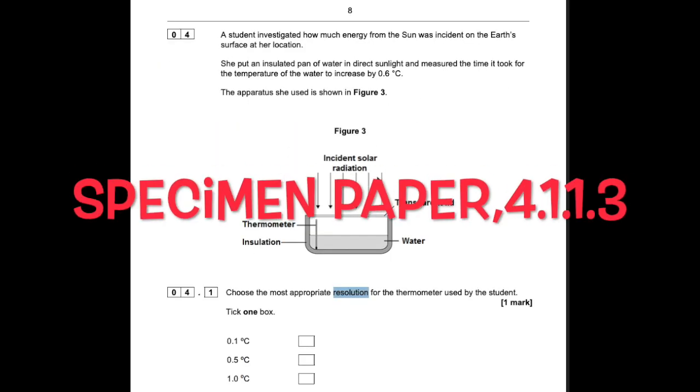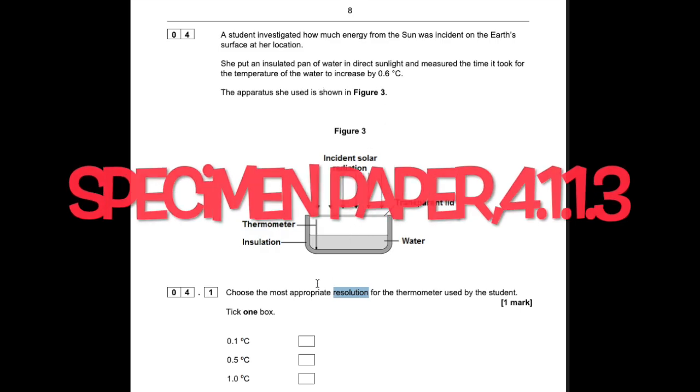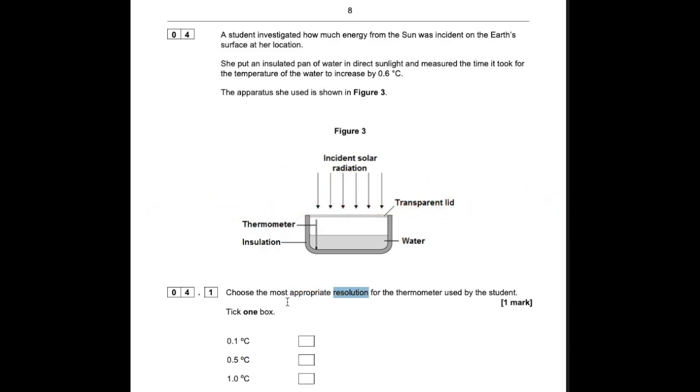This is the first question we're going to be looking at. It is from the specimen paper. Before I go to this question, I suggest that you pause the video and give this question a go by yourself. Now, to understand this question, you really need to understand the concept of resolution.